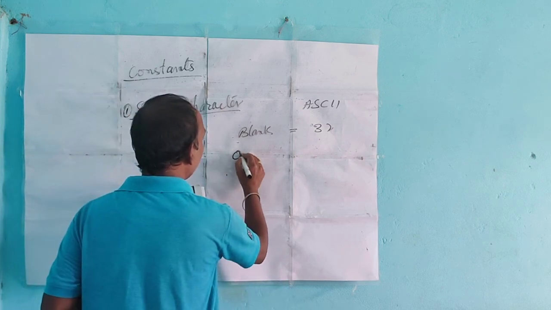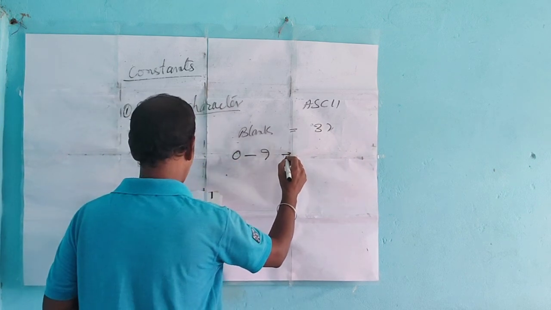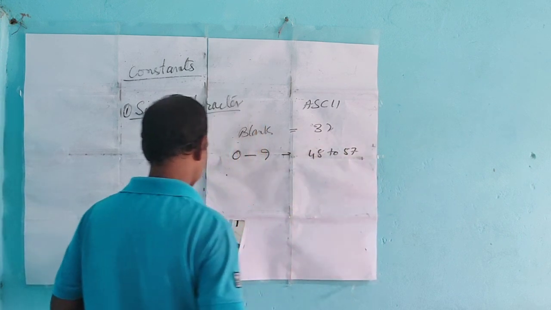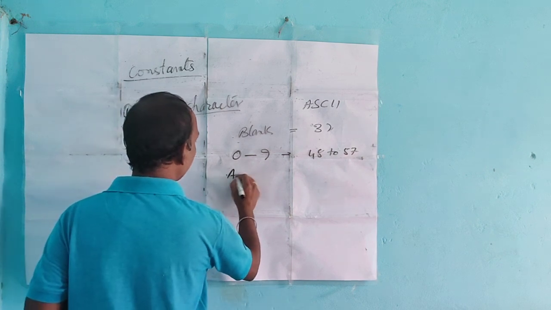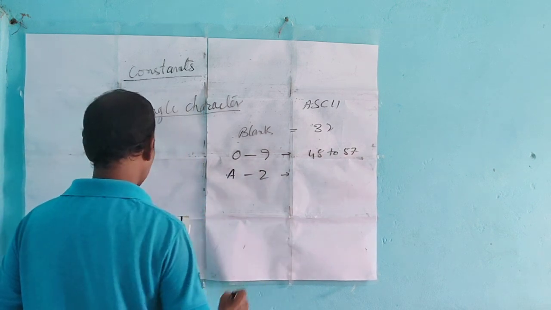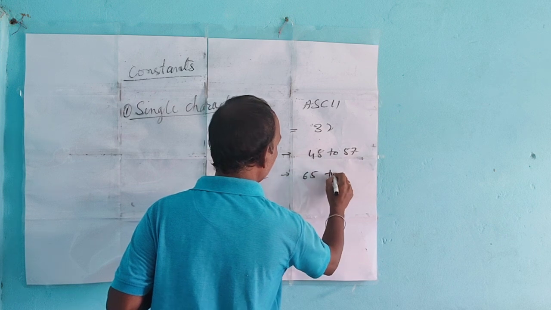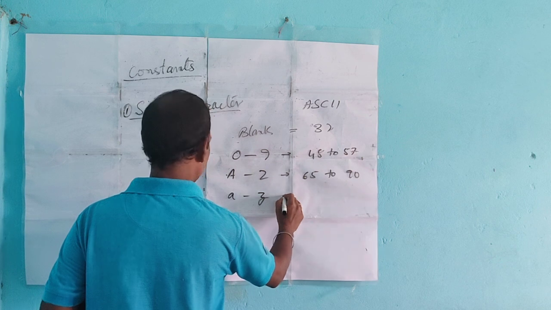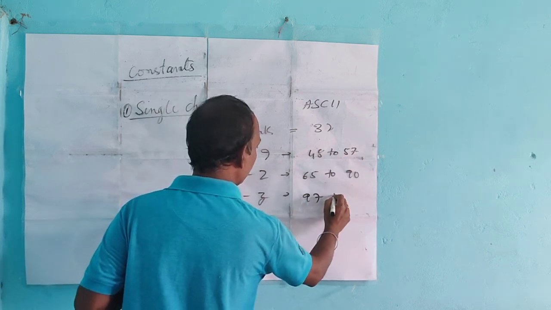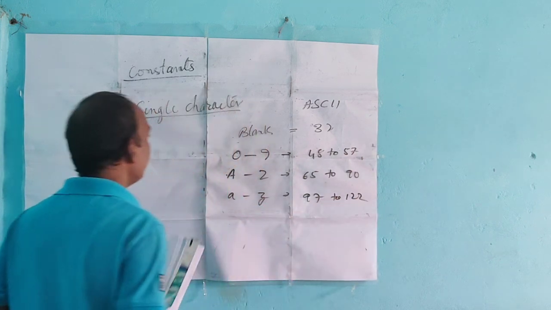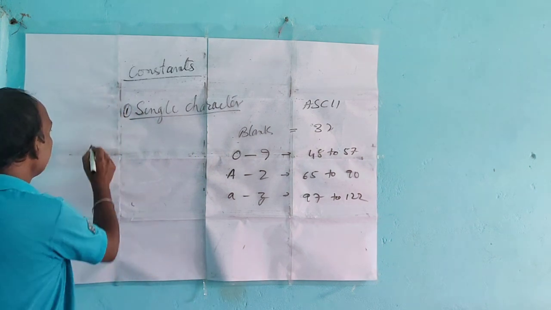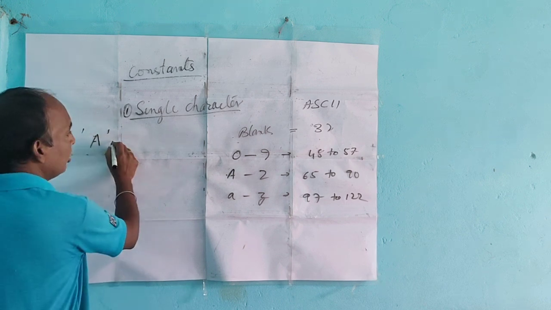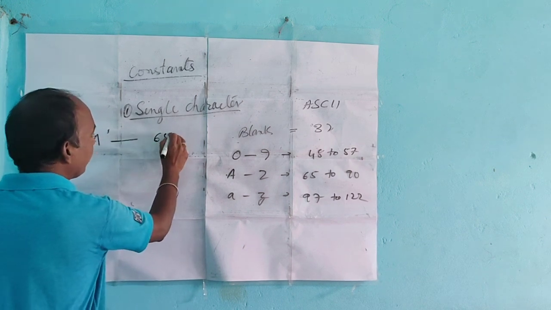From 0 to 9, the values under ASCII code are 48 to 57. Capital A to Z is equivalent to 65 to 90, and small a to z is equivalent to 97 to 122. That means if we use capital A in single quotes, when you run the program, you will get the output 65.